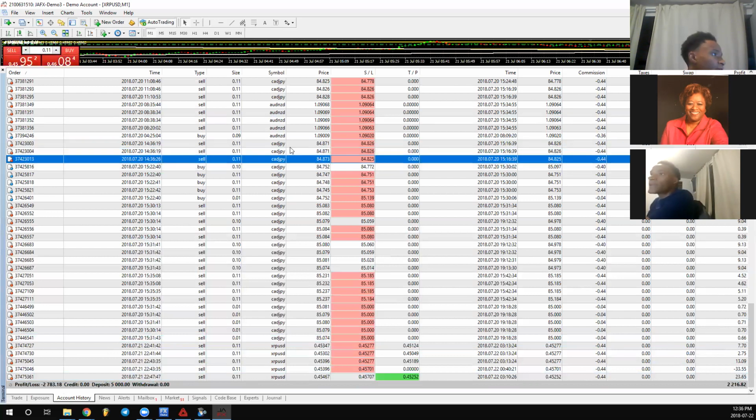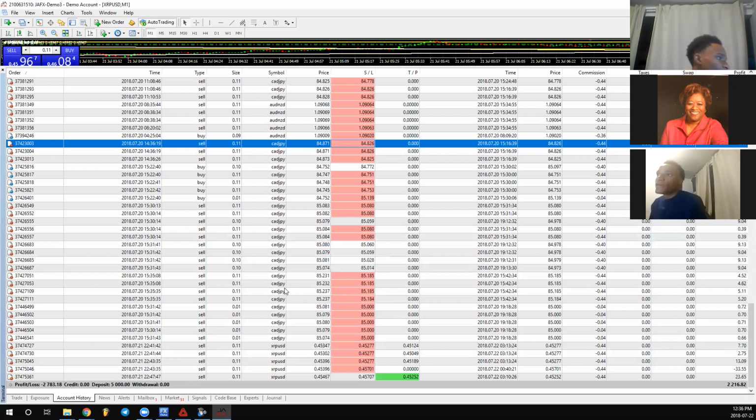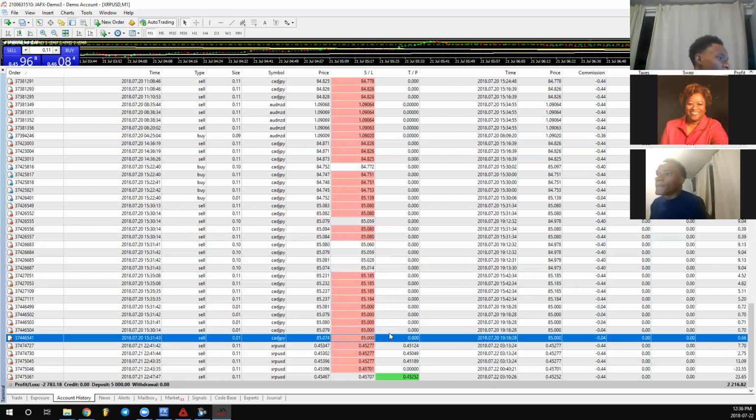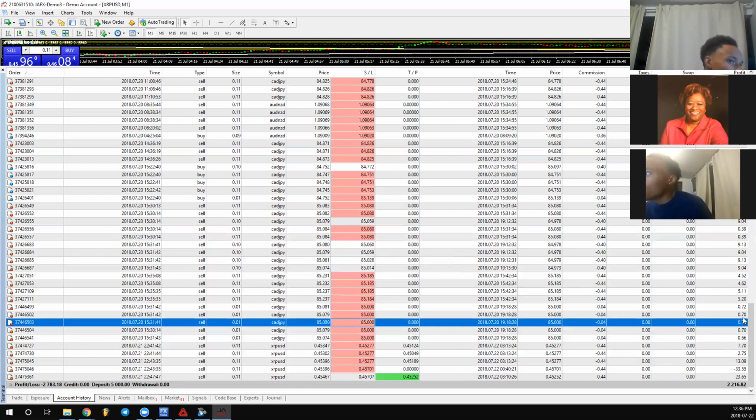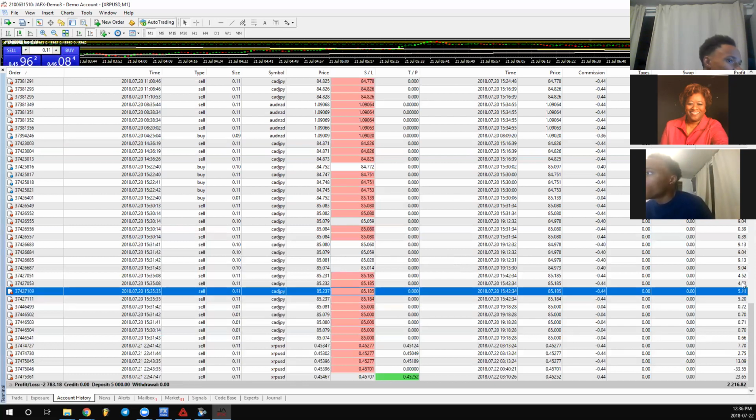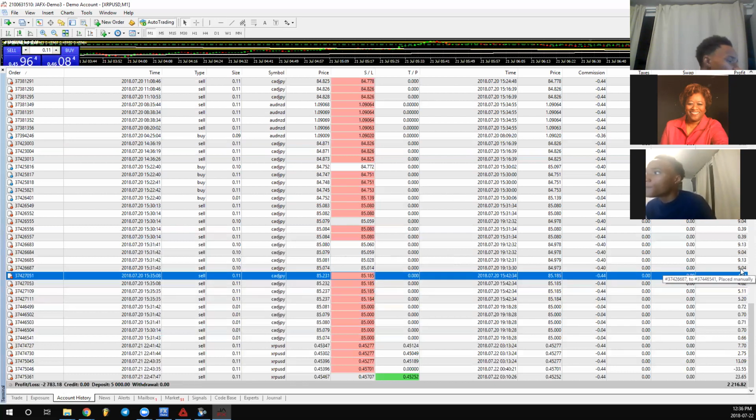This is all CAD yen, from here all the way to here. And then you see how it all hit my stop loss? A four pip stop loss. I mean, a four pip trailing stop. So as soon as it goes into profit, none of these are negative though.